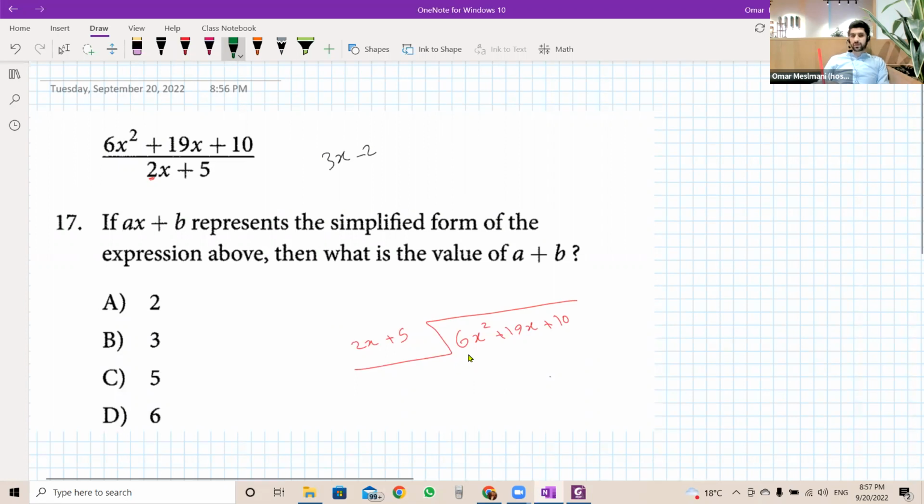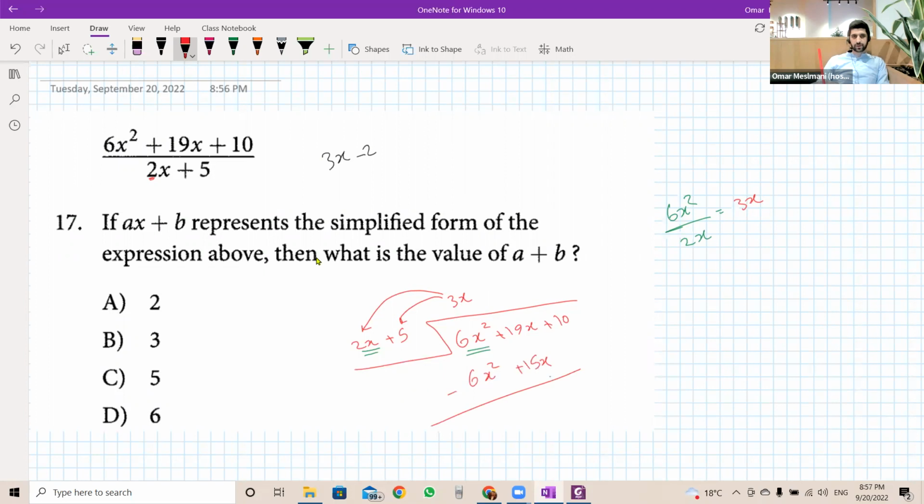Take the first value in here over the first value in there: 6x squared divided by 2x, and write the answer, 3x. Write the 3x here and multiply the 3x with the 2x and with the 5. 3x times 2x is 6x squared. 3x times 5 is 15x. Then you subtract: 6x squared minus 6x squared is 0, and 19 minus 15 is 4x plus 10.